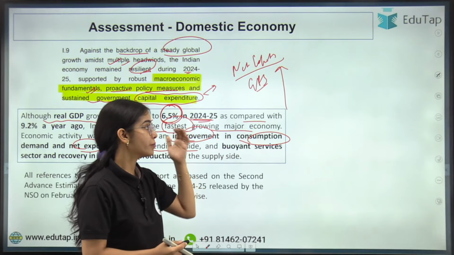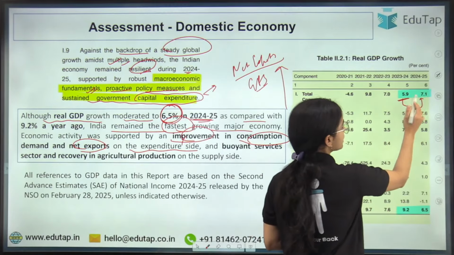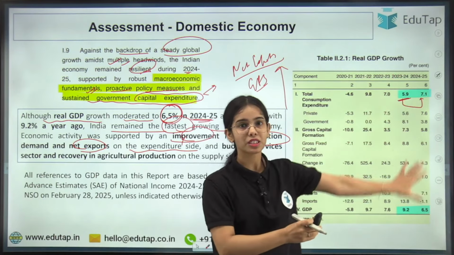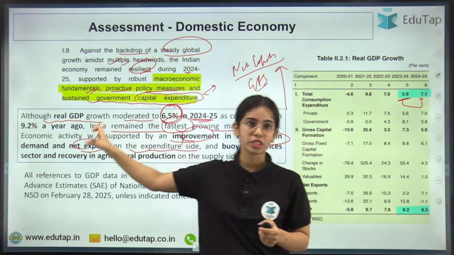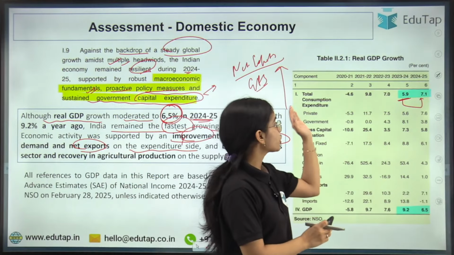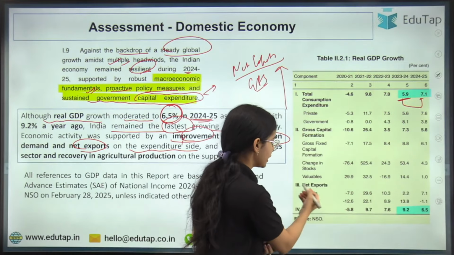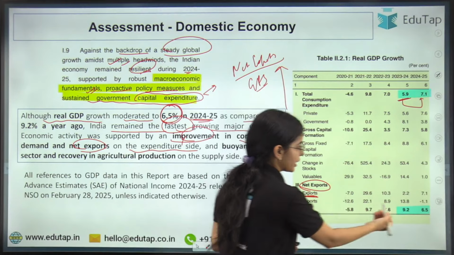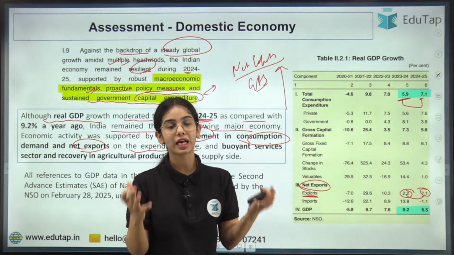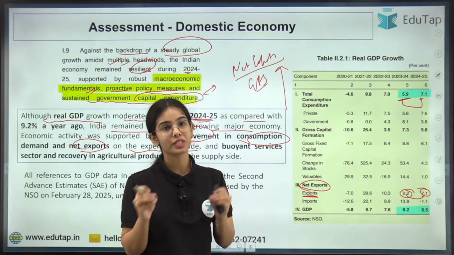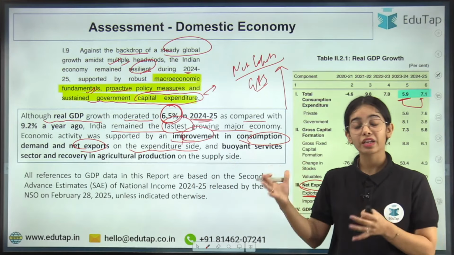Here you can see that total consumption expenditure has increased. The percentages here you do not have to remember, you just have to remember the percentages of 6.5% and 9.2%. Just remember that the total consumption expenditure has increased in our country, as well as the net exports. The net exports in our country increased because of the service sector, because in our country the service sector is very, very strong.